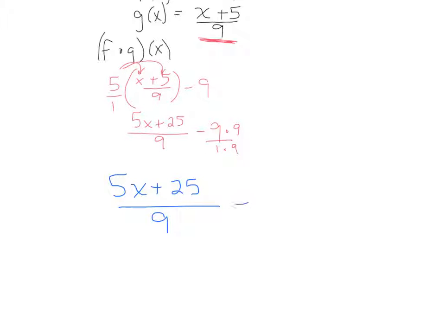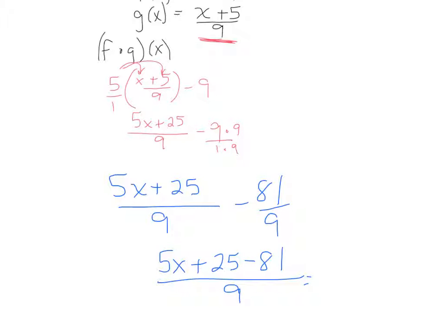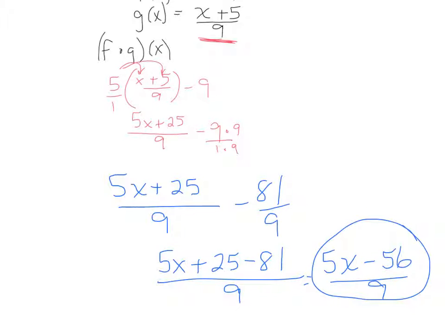Minus 81 over 9. Now you have the same denominator, and you can combine those two. So I have 5x plus 25 minus 81 all over 9, and that's where that negative 56 came from, all over 9. And that's all you can do. You can't simplify anything else. But it didn't give me x, so it's not an inverse.